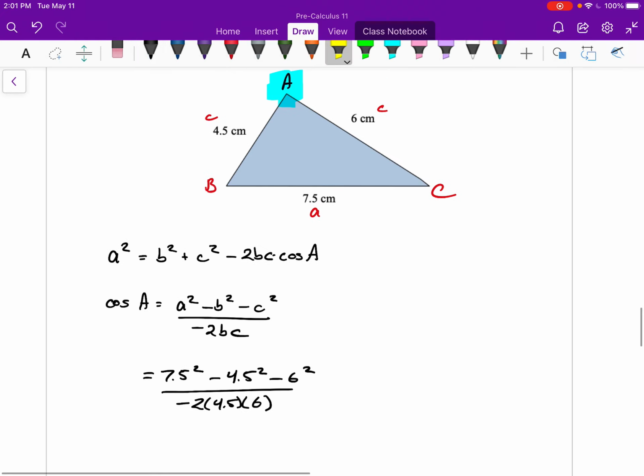And again, I'll do my usual highlighting thing here. There's side A, side B, side C. Notice in this case, sides B and C, it doesn't matter which order you put them. They're both being subtracted from the numerator. They're both being multiplied together in the denominator. Doesn't matter.